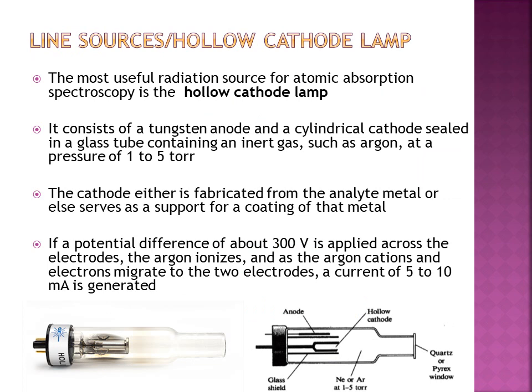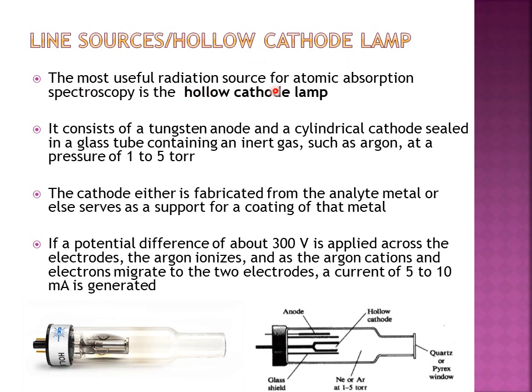Dear students, you can see the details of the parts like optical chopper, monochromator, and detector in my another video, that is the instrumentation of UV visible spectroscopy. I am putting the link of that in my description. So here we are going to discuss the line sources only. First of all, we are going to see the hollow cathode lamp.